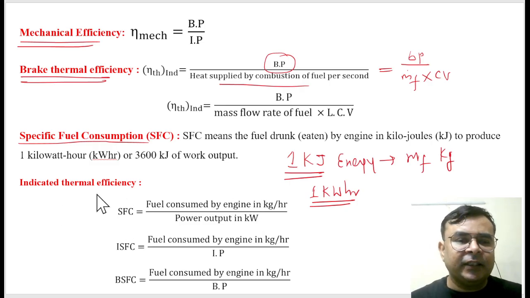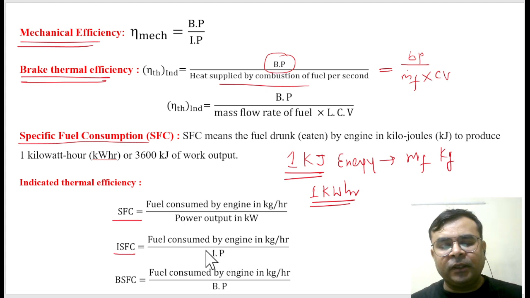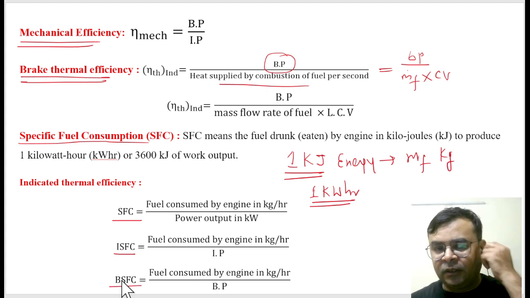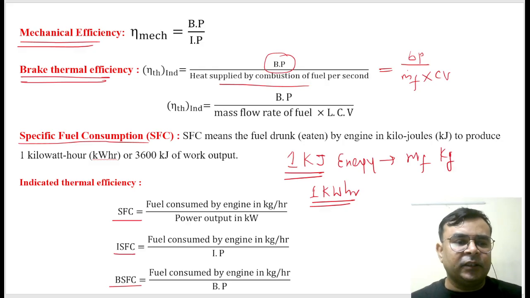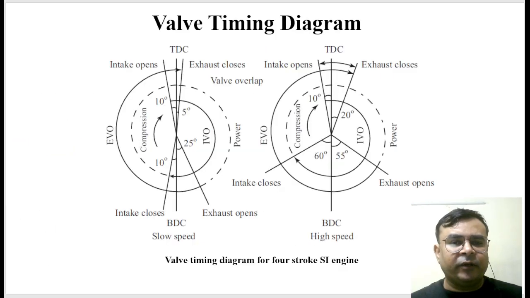So you can see here, this is specific fuel consumption, and this is indicated specific fuel consumption. Simply fuel consumption divided by indicated power, and this is brake specific fuel consumption. So this much detailed information is not required. Is it right? And yes, this is also not required.